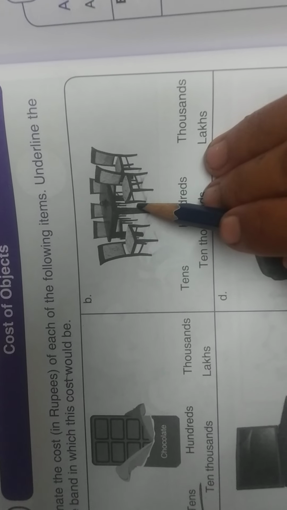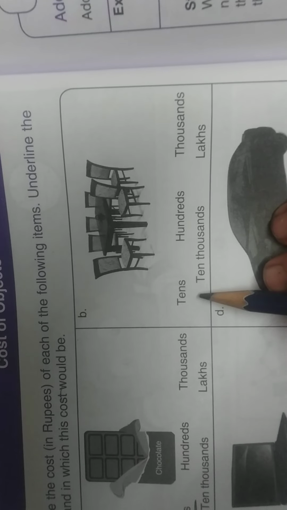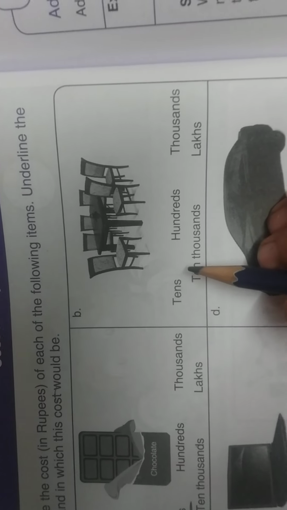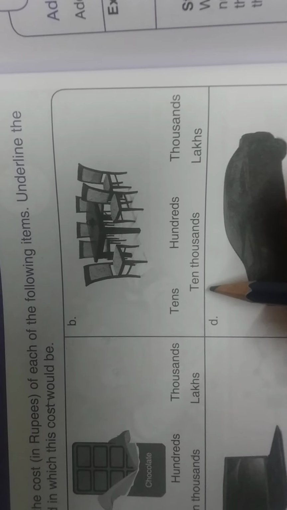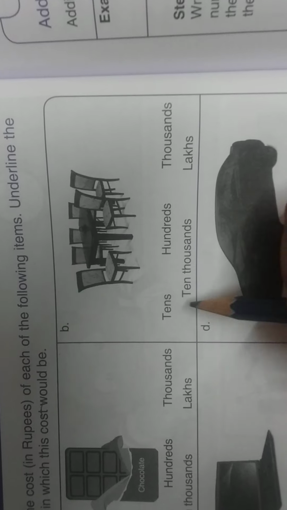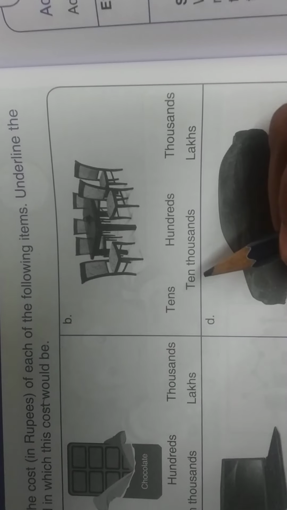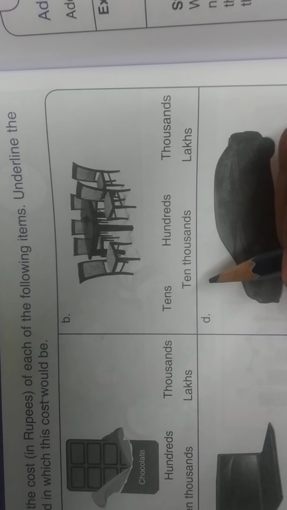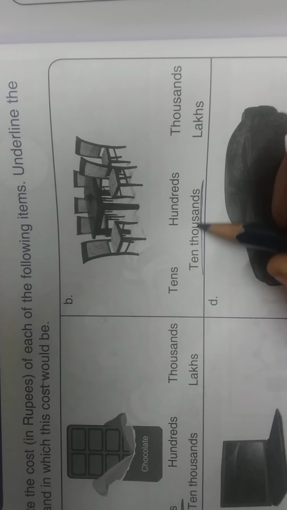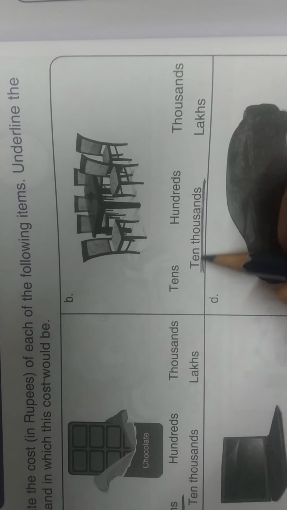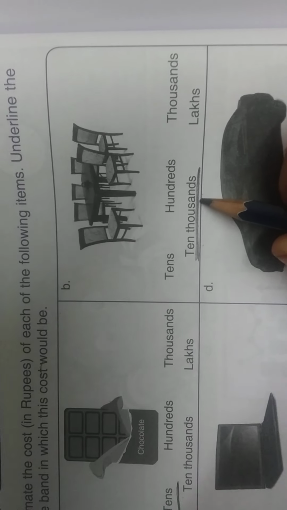this one is a dining table. So what would be the price of the dining table? Dining tables will be up to 10,000. It can't be 100 or 1000. A dining table won't come for 2000. A dining table won't come for 65 rupees like that. It can't come for 100 rupees either. So the dining table price will be in the 10,000. 10,000 is there.